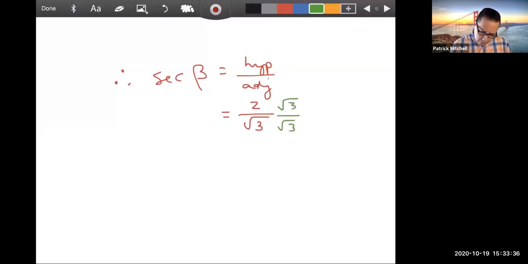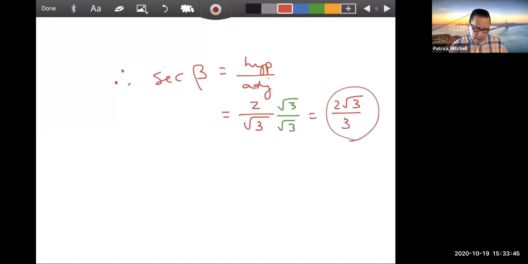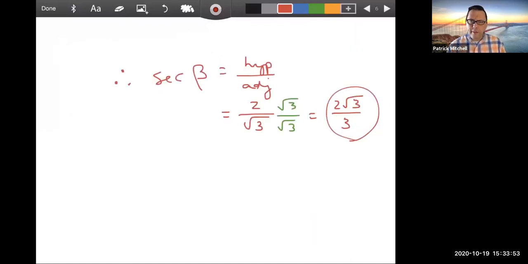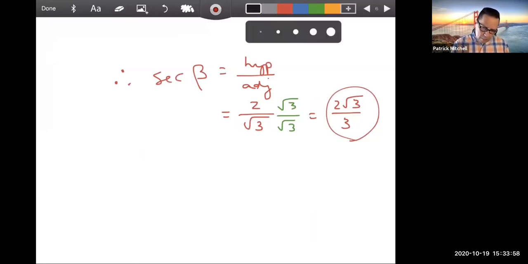Just to be safe, we'll go ahead and do it. All right, so it looks like 2 root 3 over 3 is the exact value of the secant of the inverse sine of -1/2. Just to check that with the way that we were talking about doing it at the beginning, why not?